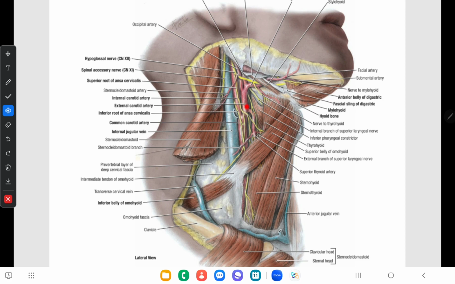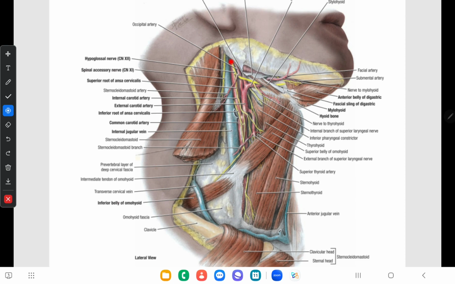superficial. That means here there is a triangle or intermuscular space. In this space, the artery is superficial. That means it is only covered by skin and the superficial fascia. And then it is crossed by the hypoglossal nerve. You can see this is the hypoglossal nerve or 12th cranial nerve.